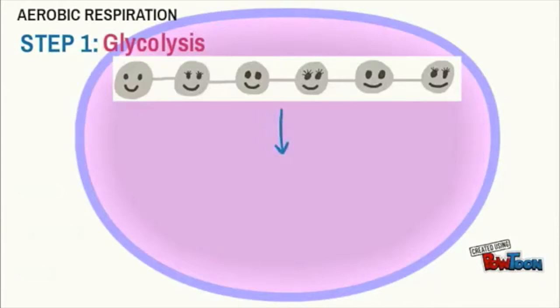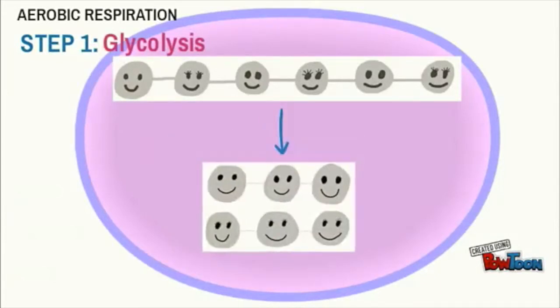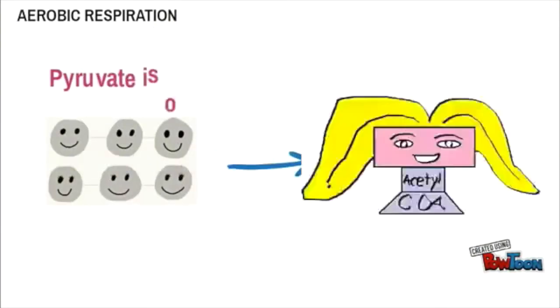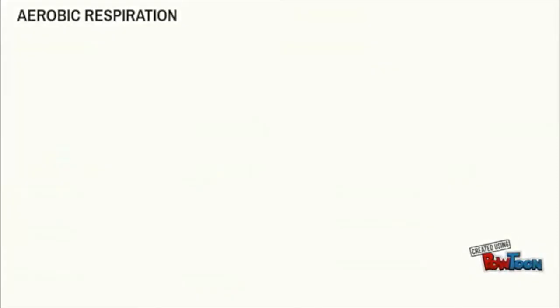In the process, the single molecule of glucose is broken down into two molecules of pyruvic acid. Two molecules of ATP and two molecules of NADH are also produced. But before the second step begins, pyruvate is converted to acetyl-CoA.